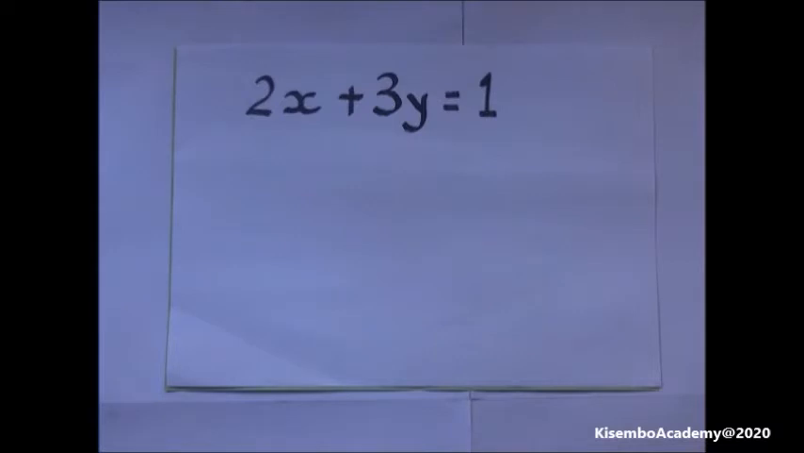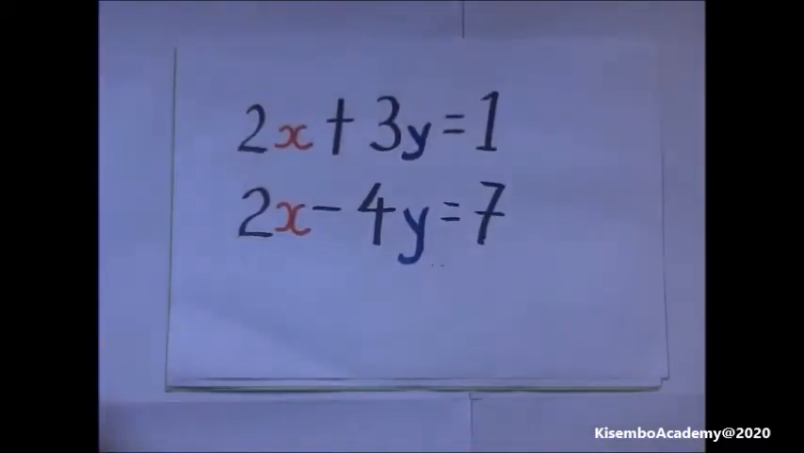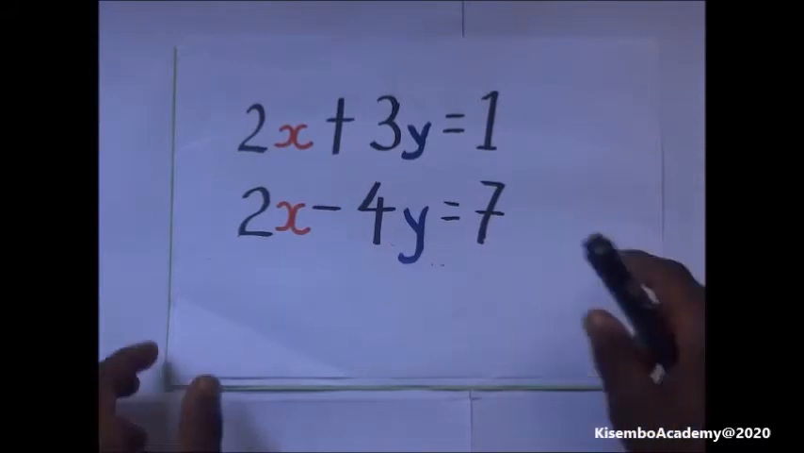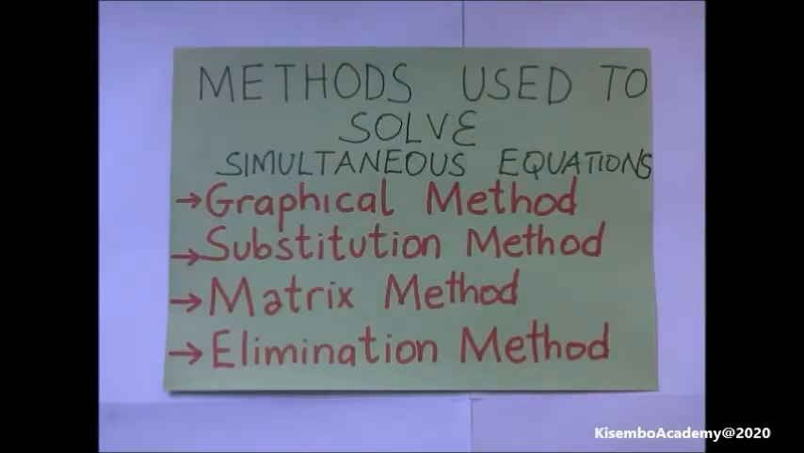Now, there are various methods we can use to solve simultaneous equations that are having two variables, such as these. These are the methods we shall be exploring throughout this series of videos. We shall look at the graphical method, the substitution method, the matrix method, and the elimination method. So in our upcoming videos, we shall explore each and every method stipulated here in detail with illustrative examples.